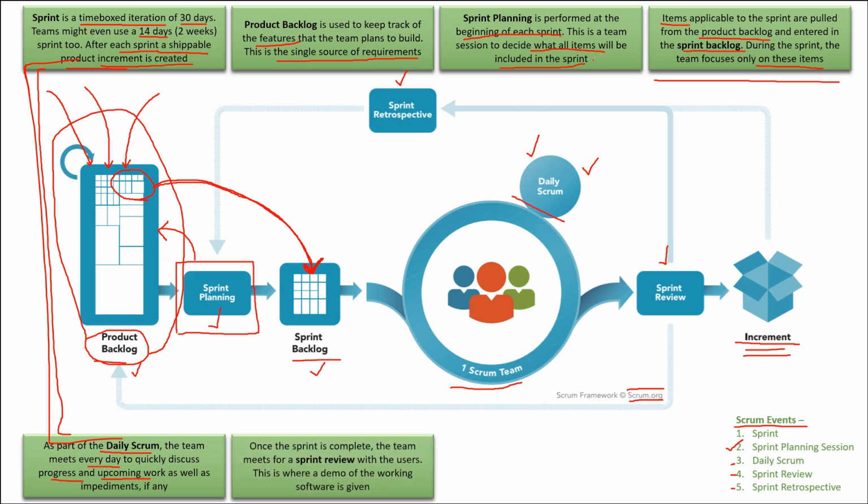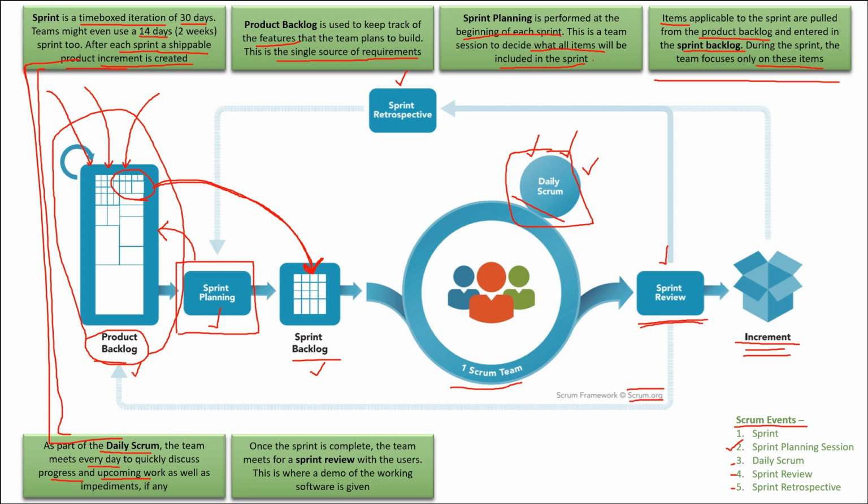Now, after that, the next point in this entire framework is the sprint review. So you do daily scrum. This is something that you do every single day. So if your sprint is, let's say, 30 days or 14 days, then that means you will do daily scrum for 14 days. Once you are done, then you will do a sprint review.